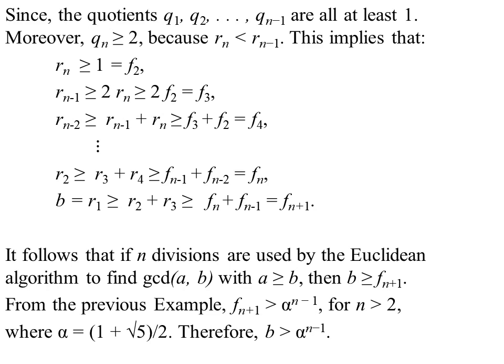So Rn minus 1 will be greater than or equal to 2 into Rn, which is greater than or equal to 2 into F2, because Rn is greater than or equal to F2, which is equal to F3. So Rn minus 1 is greater than or equal to F3.